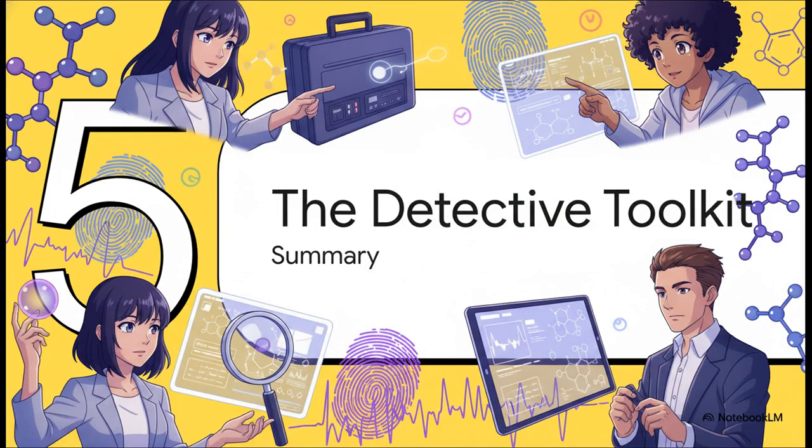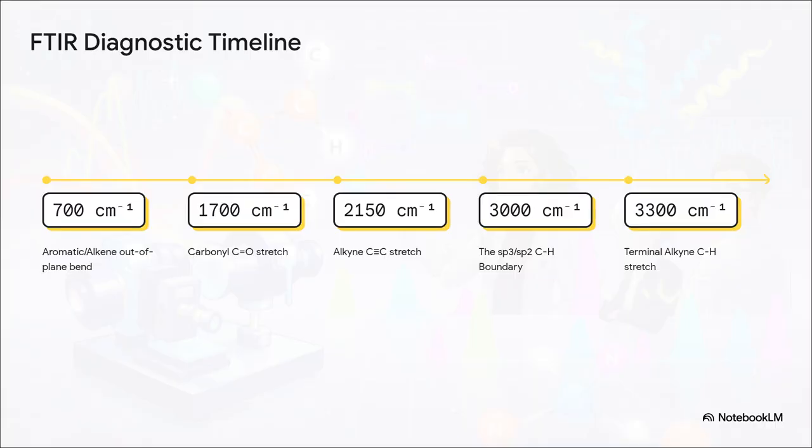Bringing it all together in Section 5, the detective toolkit. If we scan right to left across our spectrum timeline, it builds a perfectly structured diagnostic narrative. Starting in the fingerprint region on the right, we check around 700 to 1,000 for alkene or aromatic out-of-plane bending to give us the 3D shape. Moving left, we hit the 1700 zone, that blaring alarm for a carbonyl C=O stretch. Around 2150, we look for the stealthy alkyne triple bond.